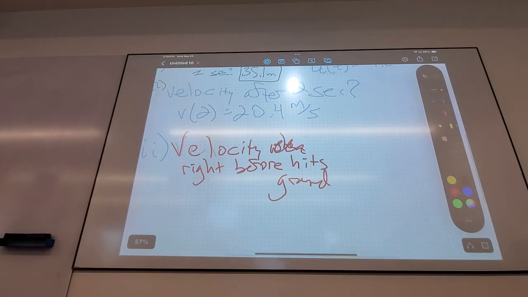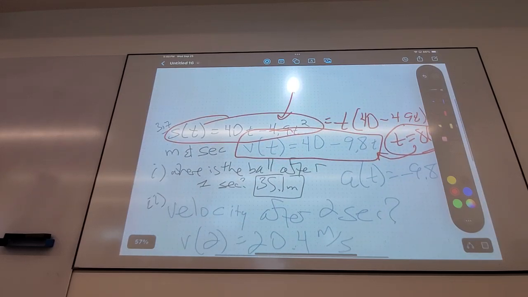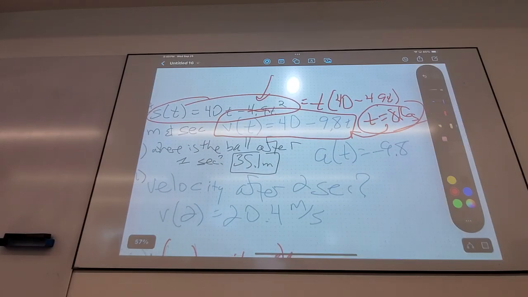I want to know right before it hits the ground, how much time does it take until that happens? It's either at the beginning, when it's on the ground, or right before it hits the ground. So that's the other place where position is 0. It starts on the ground, I throw it. How long until it's on the ground? I make the height above the ground equal to 0 and solve it. So we factored it, 40 divided by 4.9, and I get 8.16. I just get what makes it 0.